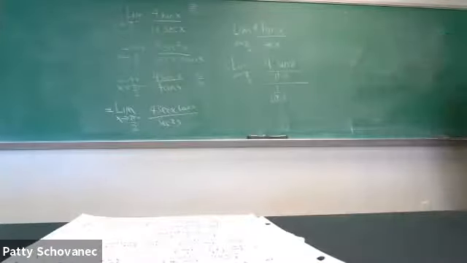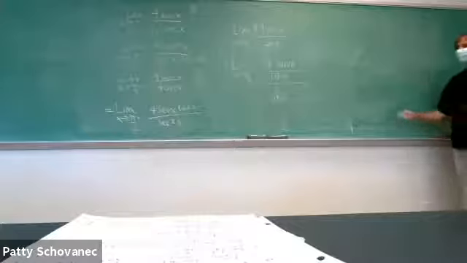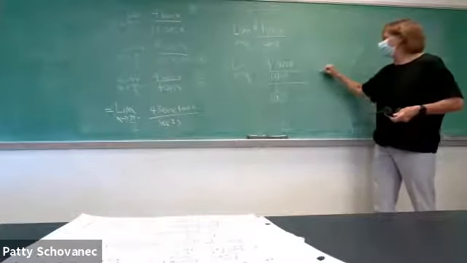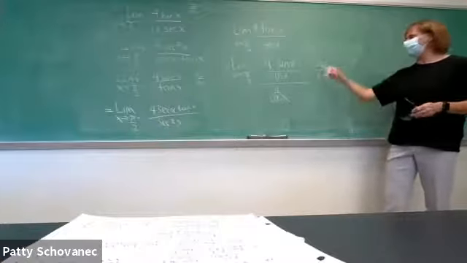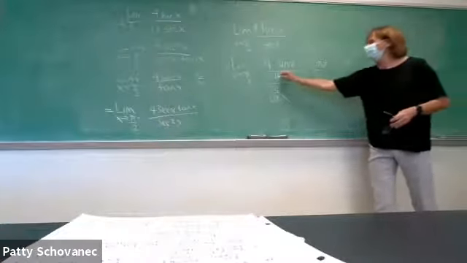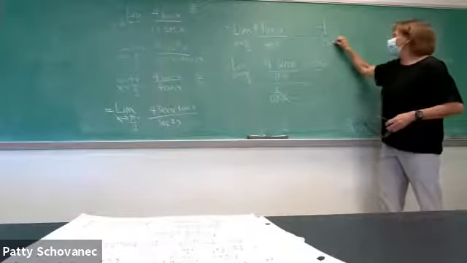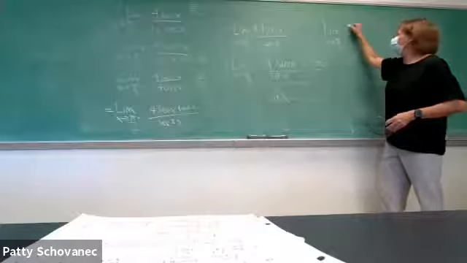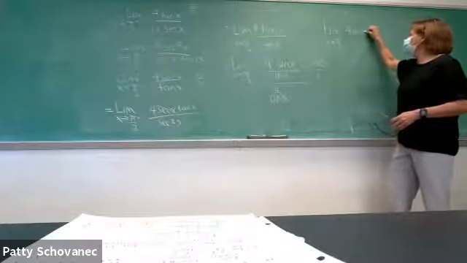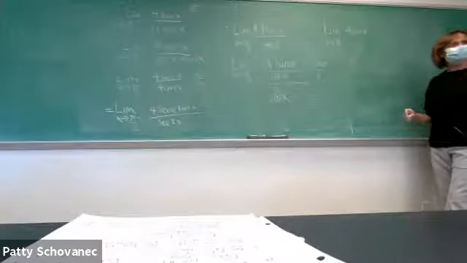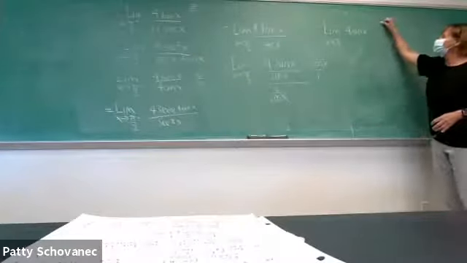Think that's going to help any? If we keep simplifying, dividing by this puts it up here upside down. That makes the cosines cancel. And now we can take the limit as x goes to pi halves of 4 times the sine of x. What's the sine of pi halves? 1. So this limit is 4.